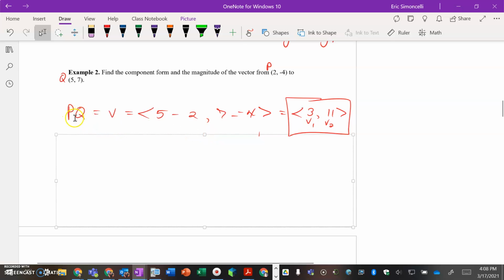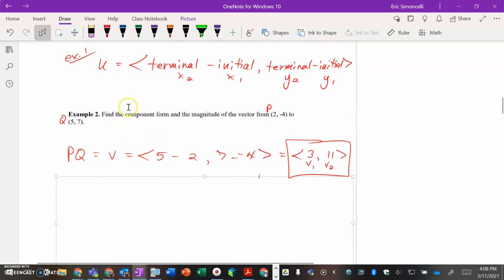So vector PQ, in other words vector V, it's simply a matter of, as I'll scroll back up above, taking the difference in the x's, but be careful, we're doing terminal minus initial. So instead of 2 minus 5, it's 5 minus 2, and the reason is because Q is the terminal point.